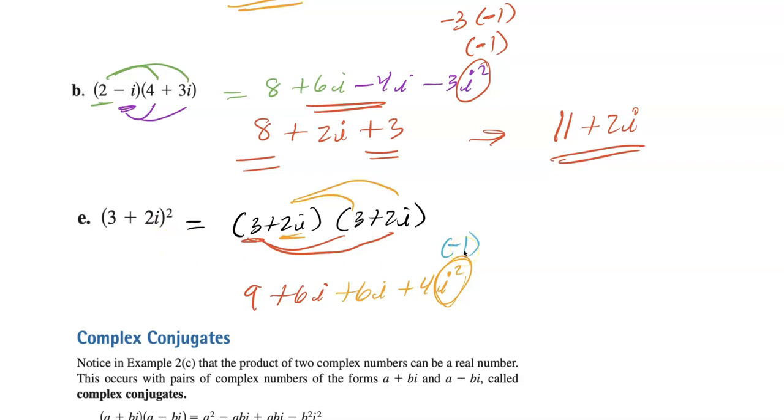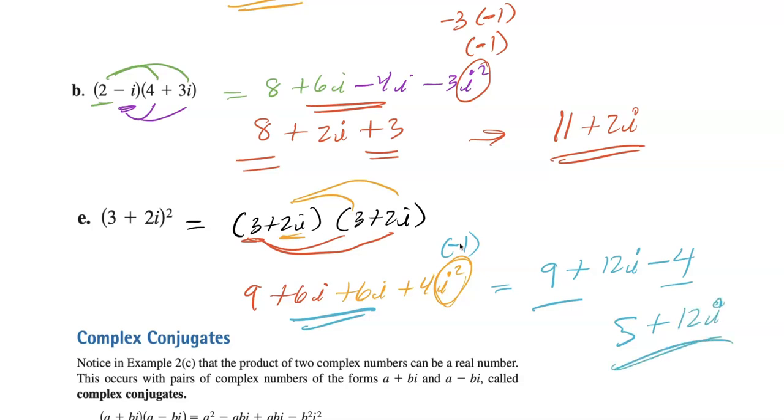So I'm going to get, I can add these two though, 9 plus 12i minus 4, right? It's 4 times -1, not 4 minus -1. So -4. Add up like terms, you get 5 plus 12i, and keep it in standard form. So there we go. That's how you multiply them.